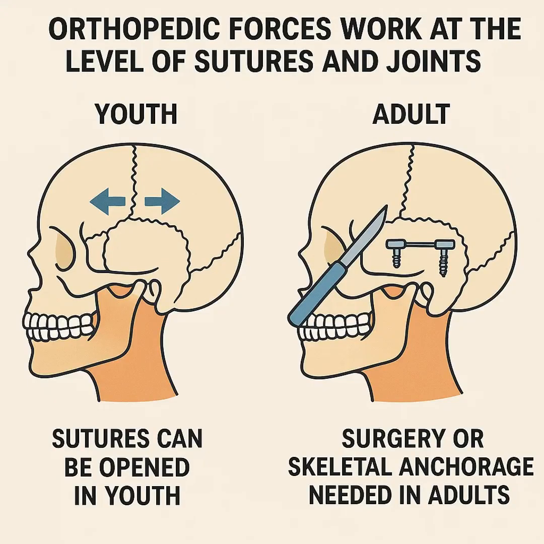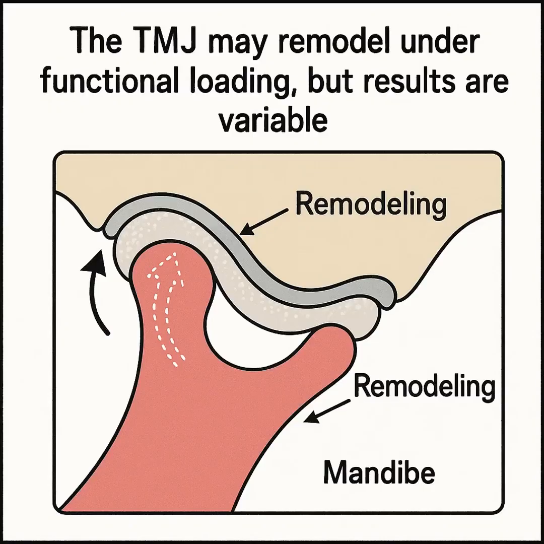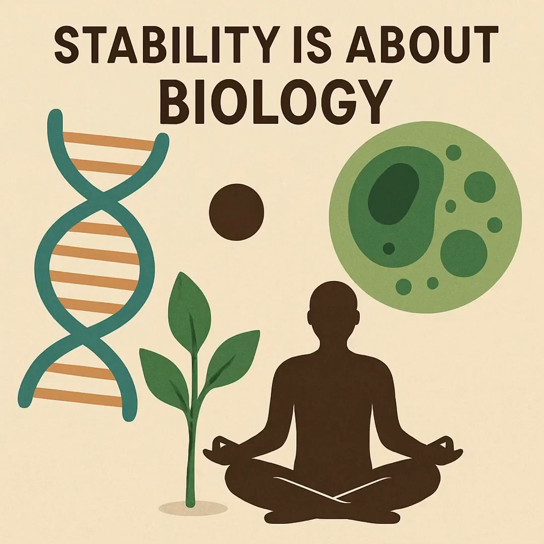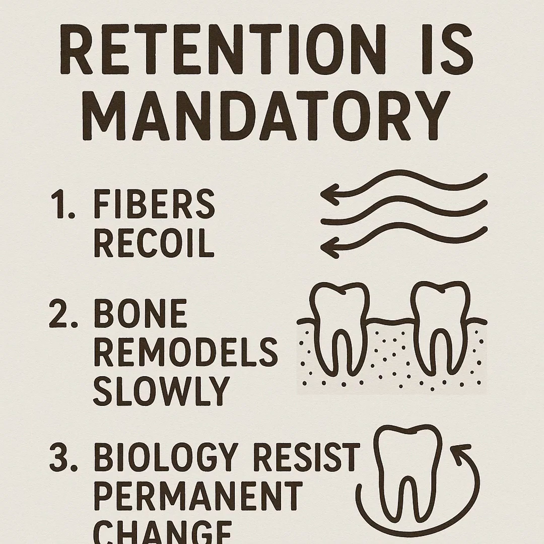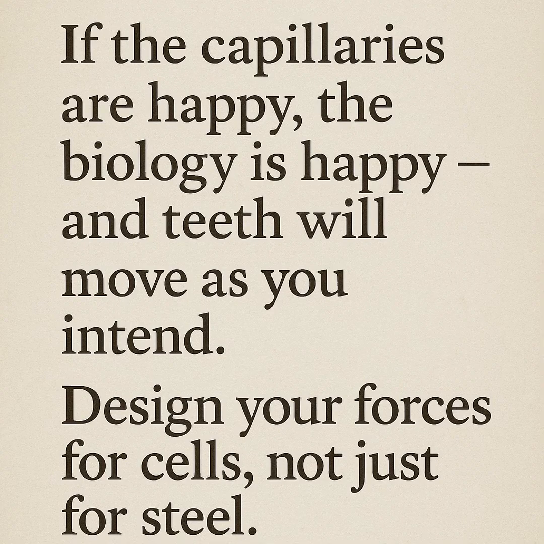Orthopedic forces work at the level of sutures and joints. Sutures can be opened in youth, but need surgery or skeletal anchorage in adults. The TMJ may remodel under functional loading, but results are variable. Finally, stability is about biology. Retention is mandatory because fibers recoil, bone remodels slowly, and biology resists permanent change. So here is the one-sentence rule. If the capillaries are happy, the biology is happy, and teeth will move as you intend. Design your forces for cells, not just for steel.